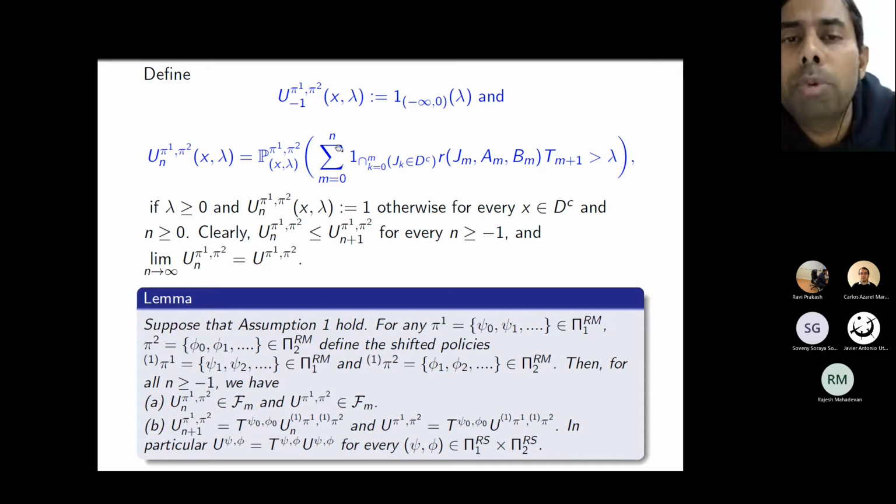Now, clearly you see this un satisfies this monotonicity property. Why? Because if up to the nth jump time, you have exceeded the reward level lambda, then obviously up to the n plus 1th jump time also you will exceed the reward level lambda, because the reward is non-negative.